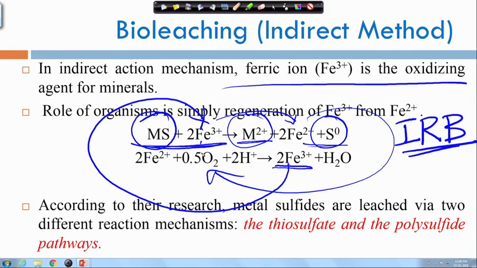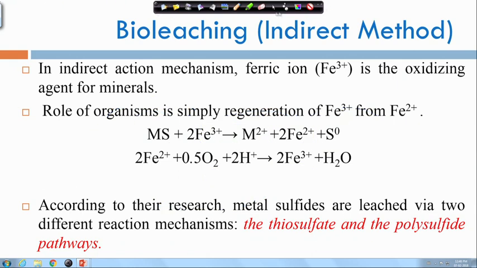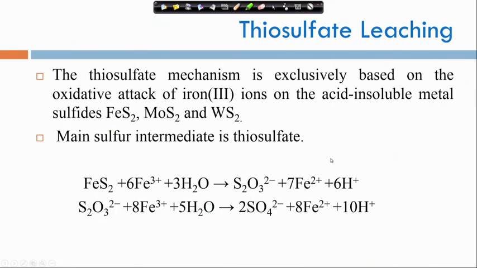So, metal sulfide here are leached via 2 different reactions. So, we can have via thiosulfate or polysulfide. So, those reactions are used as an intermediary reaction basically. Thiosulfate leaching is also done.